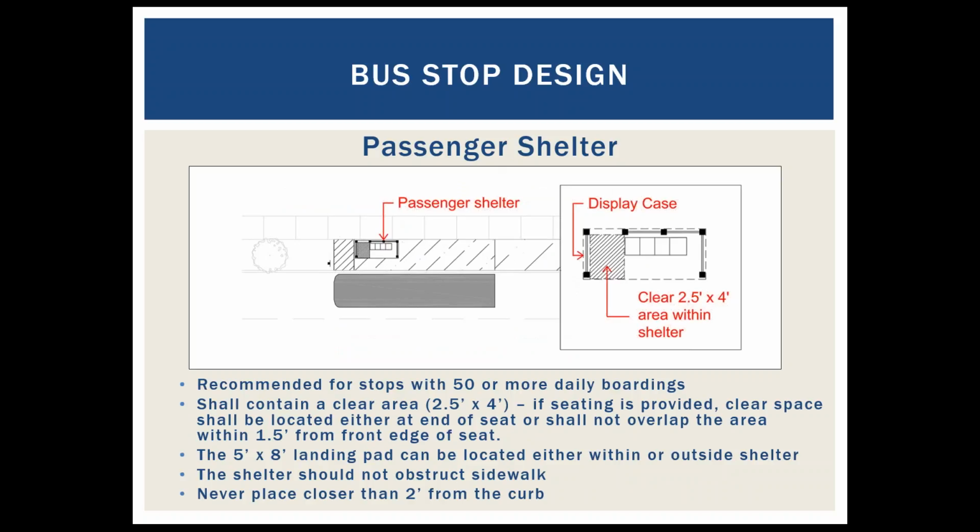So a shelter is another enhancement. Some agencies recommend it for stops of 50 or more boardings. It should contain a clear area, which I talked about before. And it could be located on the landing pad, but you have to maintain that accessible pathway, remember. So the shelter should not obstruct the sidewalk as well. The shelter shouldn't be placed closer than 2 feet from the curb as well to avoid being struck by the mirrors on the bus.